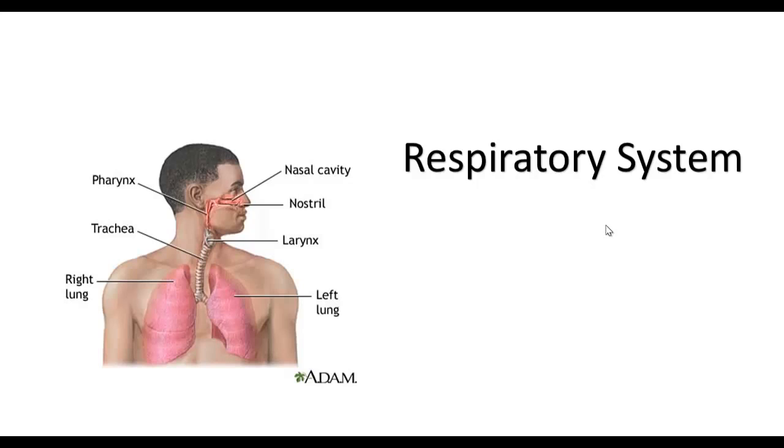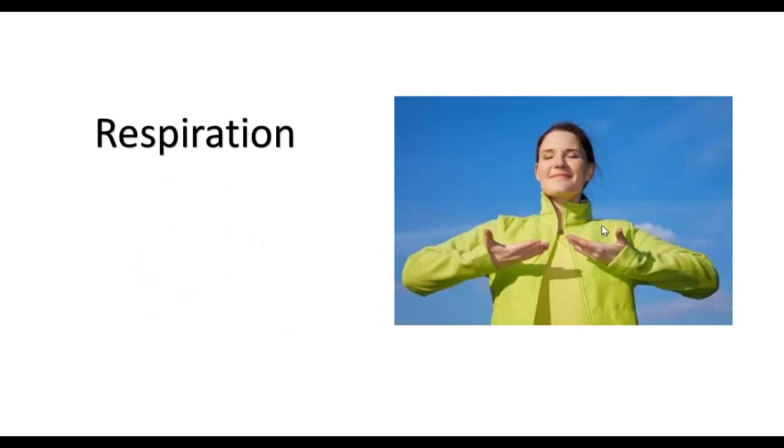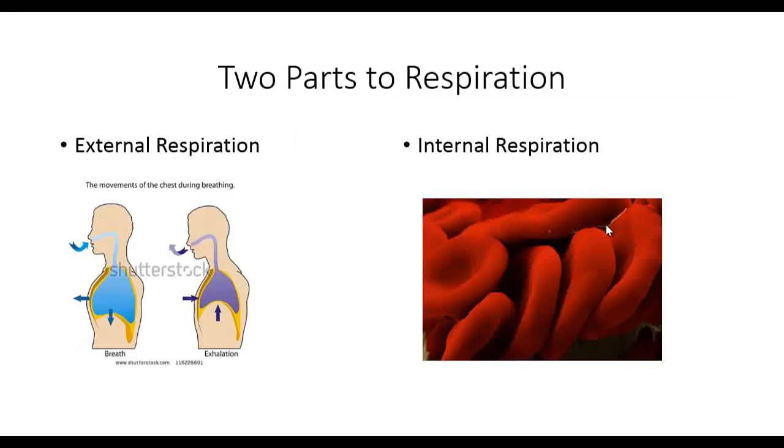Okay, the next system we're going to take a look at is the respiratory system. Respiratory specifically refers to the exchange of air or gases in the air with your body, and then the expulsion of the unwanted gases. So let's take a look at how that process works. There are two kinds of respiration.